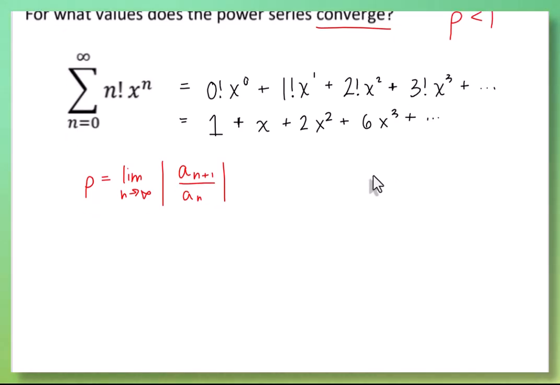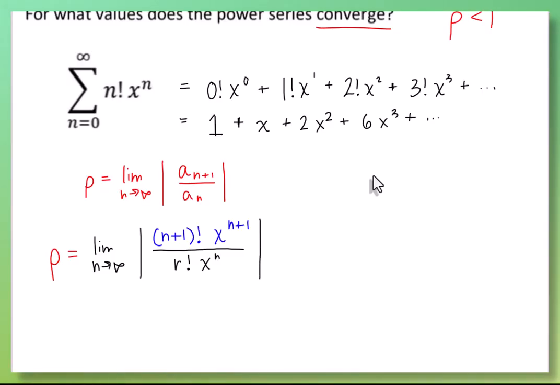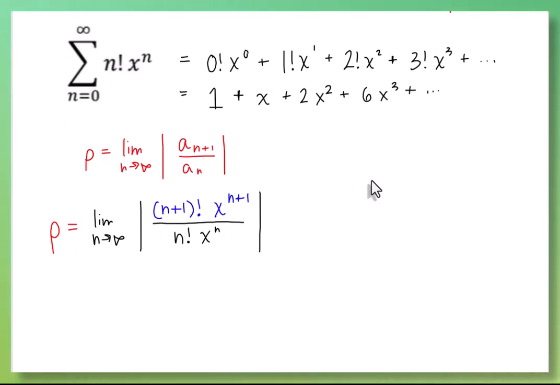Okay, so let's do our ratio test. Rho equals the limit as n goes to infinity of my n plus 1 term, that is n plus 1 factorial times x to the n plus 1, over the nth term, which is just the term as it's given, n factorial x to the n. So that's in absolute value bars.